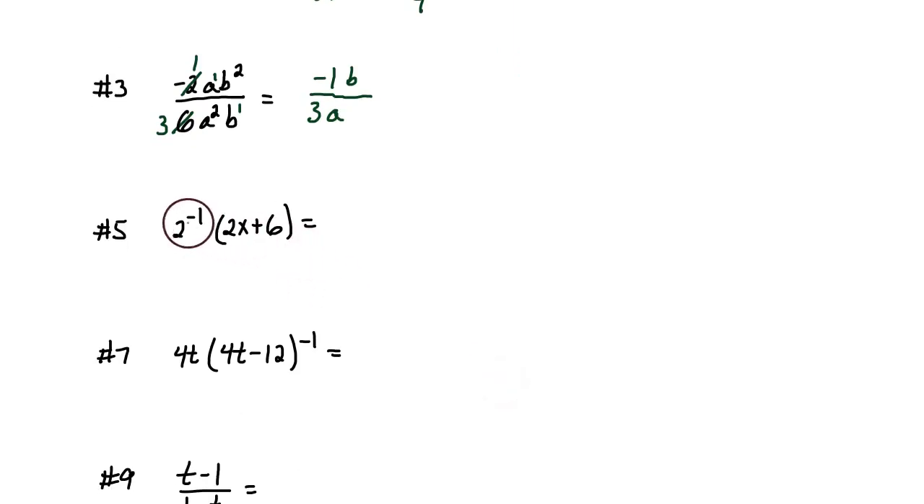Number 5, the part that has the negative exponent can be moved into the bottom of a fraction. Now we can divide using the distributive property. 2x divided by 2 makes 1x, and 6 divided by 2 makes positive 3.